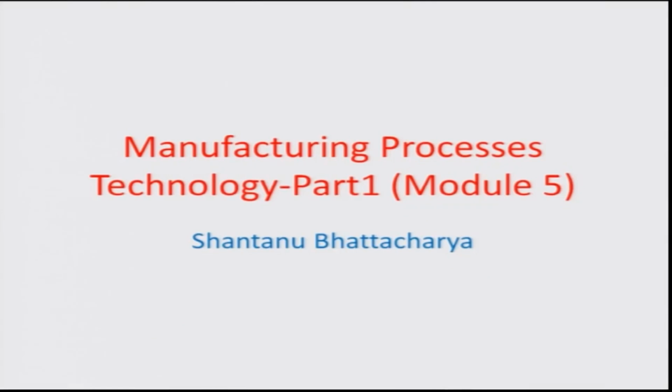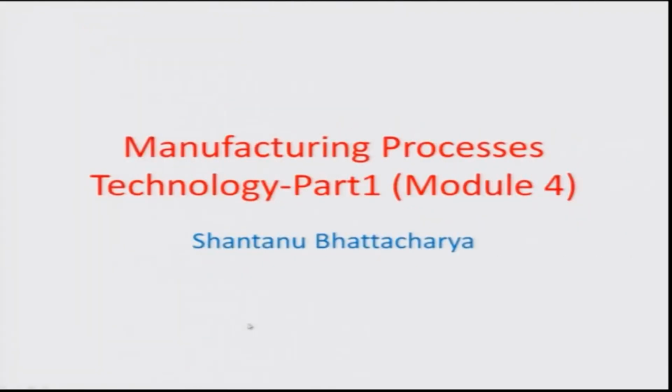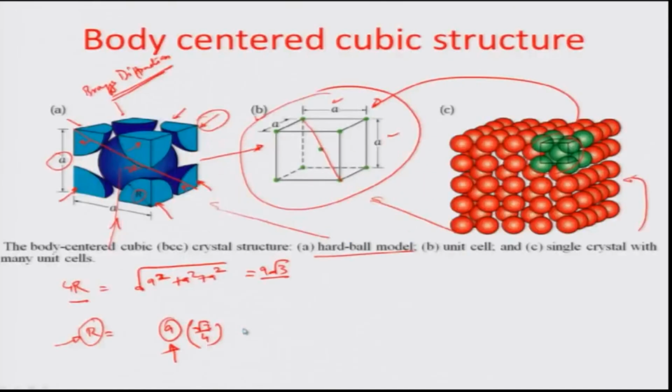Hello and welcome to this manufacturing process technology part 1 module 5. We're discussing the various crystal structures and started with the body centered crystal structure. Here in this particular case we obtained a unit cell whose radius we are able to predict based on the lattice constant.